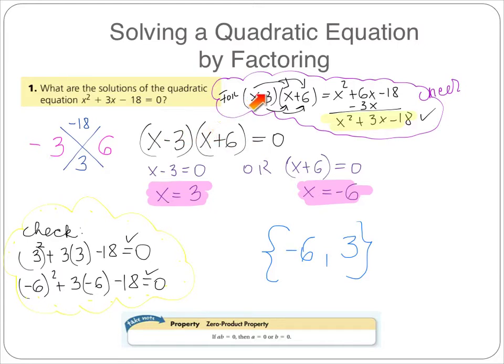Always FOIL it back to make sure that you check whether your factorization is correct. This time, yes, it checked out. I can continue. Using the zero product property, either this or that needs to be 0 in order for their product to be 0. So either x minus 3 equals 0, then x equals 3, or x plus 6 equals 0, so x equals negative 6. List the solutions in a brace, and then check your answers. Plug both answers into the original equation to make sure that you have gotten the right answers.